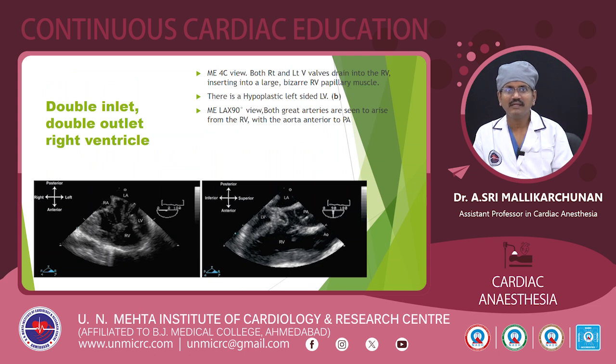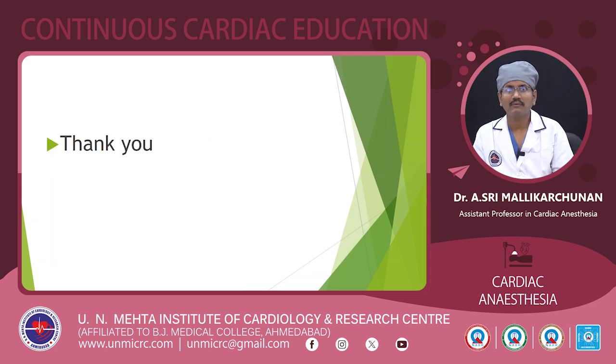This TEE image shows double outlet right ventricle. In this first diagram is a mid-esophageal four-chamber view. Here you can see both the right and left valves drain into the RV, inserting into a large anomalous RV papillary muscle. There is a hypoplastic left-sided LV. The second TEE image shows the mid-esophageal long axis view at around 90 to 120 degrees, showing both great arteries, that is aorta and pulmonary artery, seen to arise from the RV, with the aorta seen anterior to the pulmonary artery. Thank you.